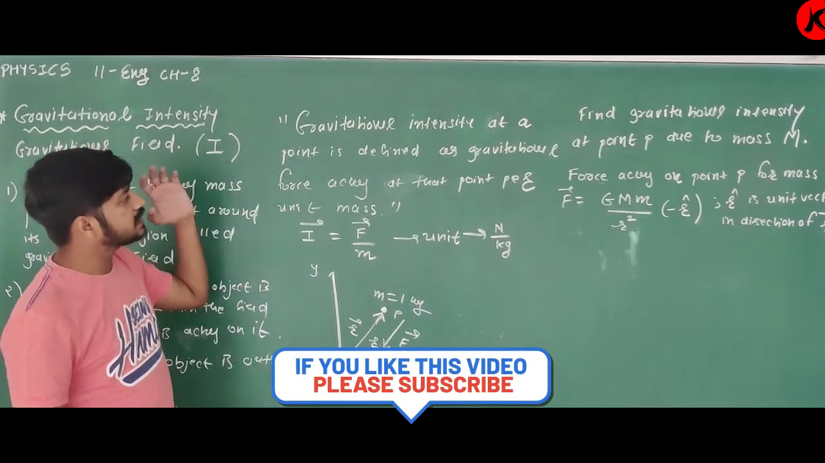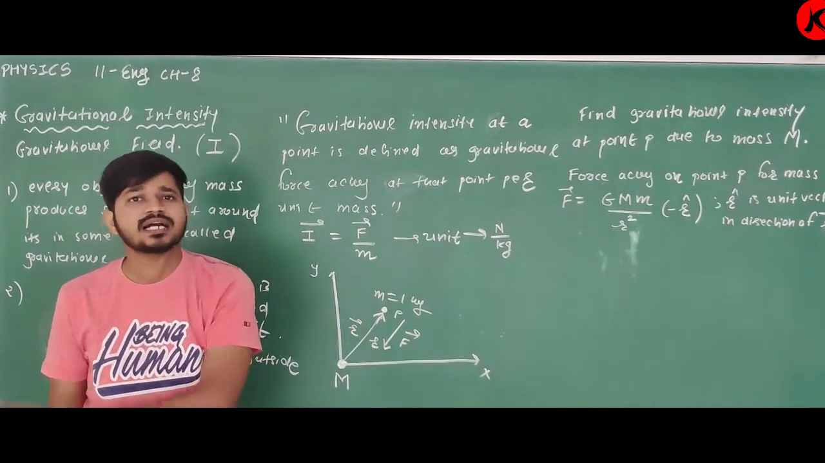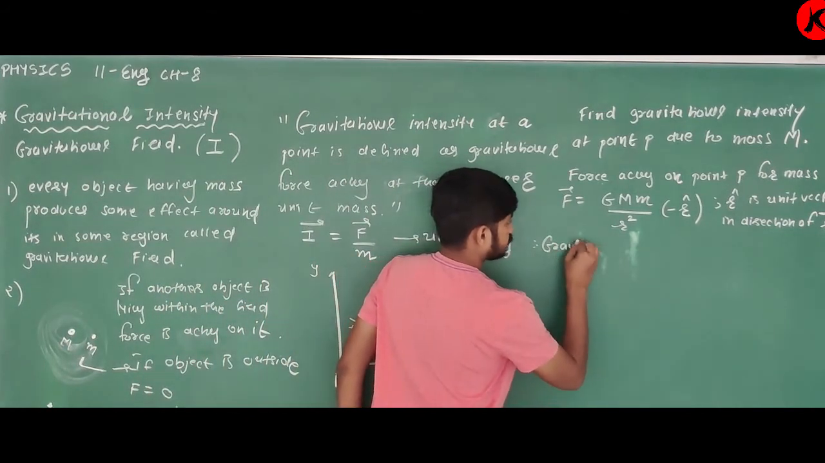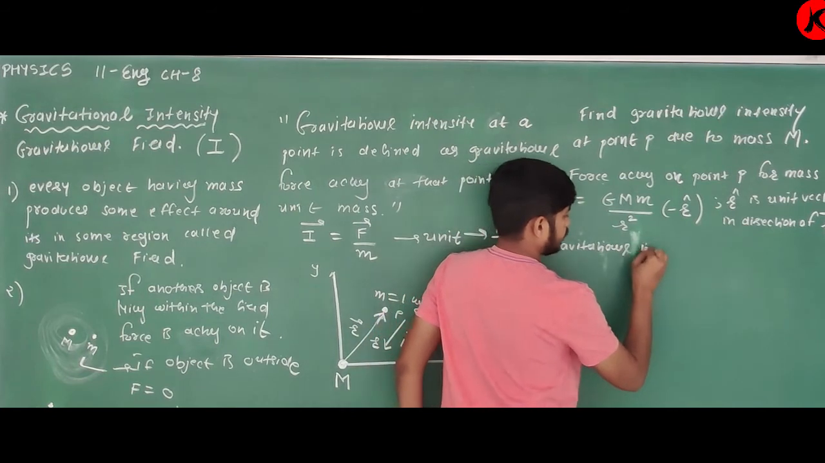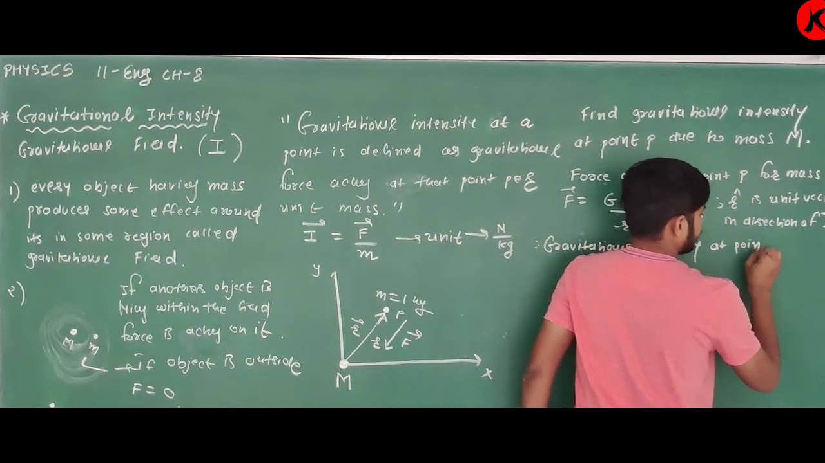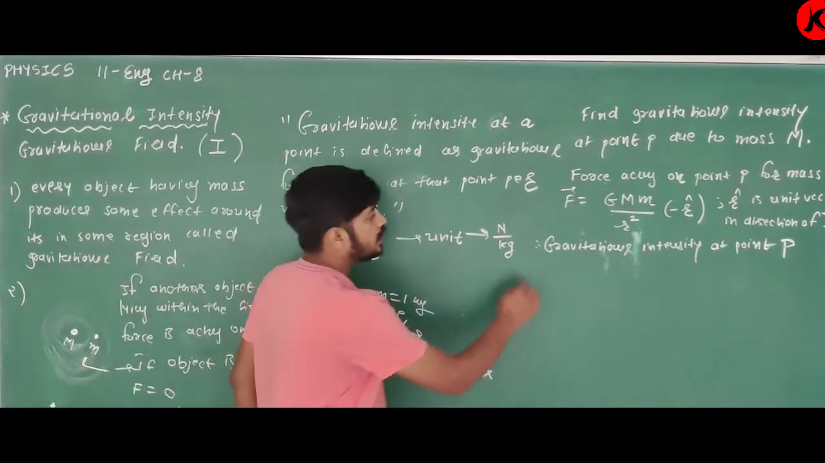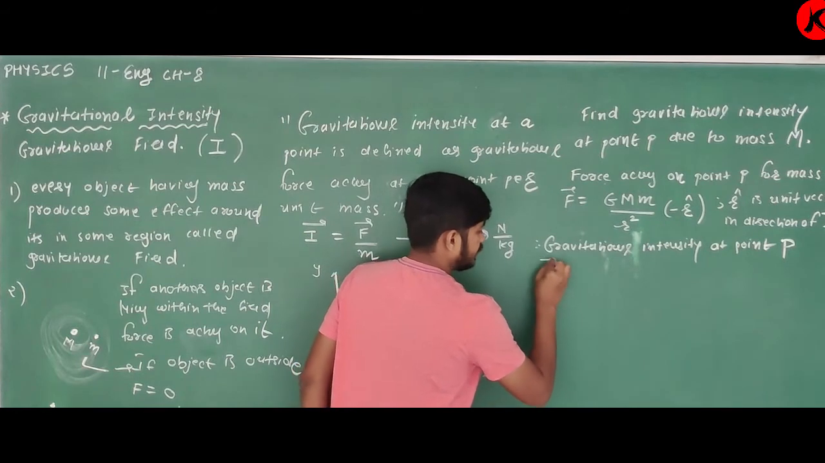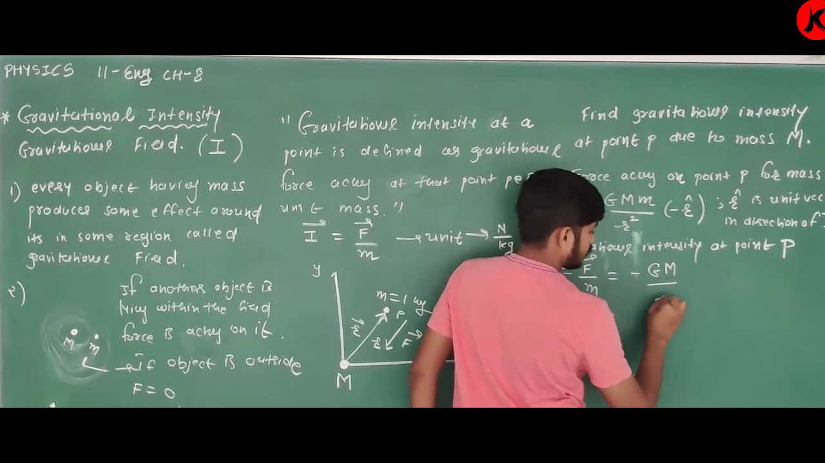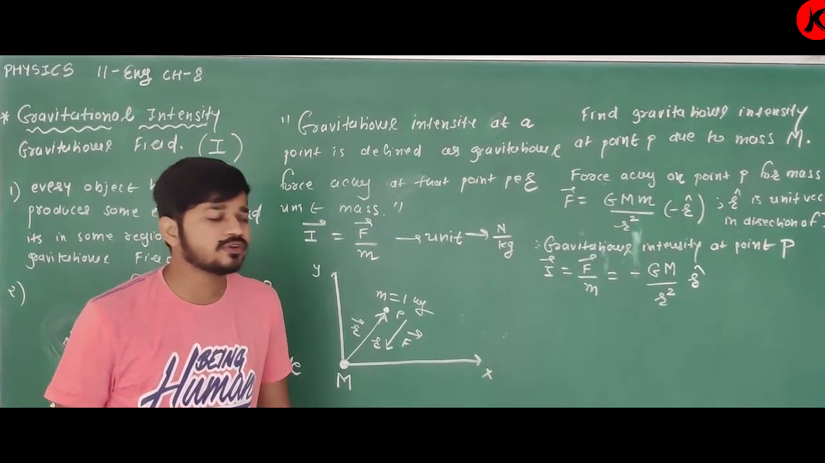Now, what is gravitational intensity? At a point it is defined as the gravitational force acting at that point per unit mass. Per unit mass means you take m is equal to 1. So therefore, gravitational intensity at point P, I is equal to F upon m, which is equal to minus GM upon r square. So this is the equation of gravitational intensity.